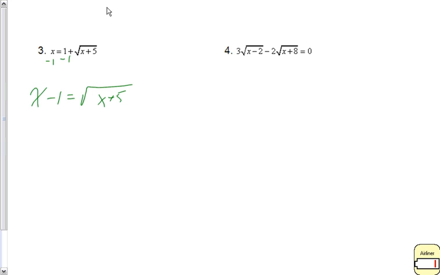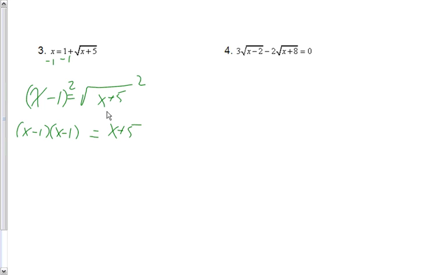This is where it gets a little bit confusing. Alright, so keep going. We're going to have to get rid of the radical. So we're going to square both sides. However, if we square both sides, it's easier to see it in parentheses. We got to square like this. That's where we're going to have to distribute this out. It's going to be x minus 1 times x minus 1. That equals x plus 5.